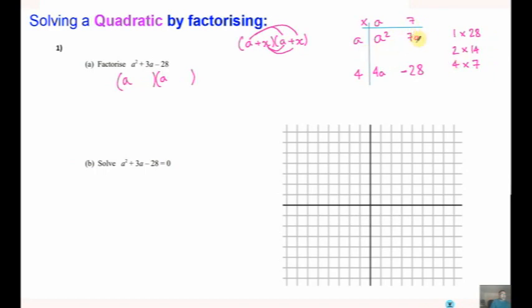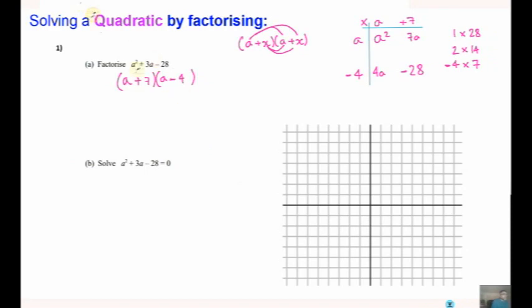And you've got to choose which one it is going to be. Am I going to take away the 7 or am I going to take away the 4? Well, this is a plus 3. So in order for that to stay positive, I'd have to do minus 4 plus 7 to give me the 3. And now I've worked out those two numbers. So it's a minus 4 and a plus 7. And that will give me what I need in my brackets. So it'll be a plus 7 and a minus 4. Now, that's the actual factorizing part done.